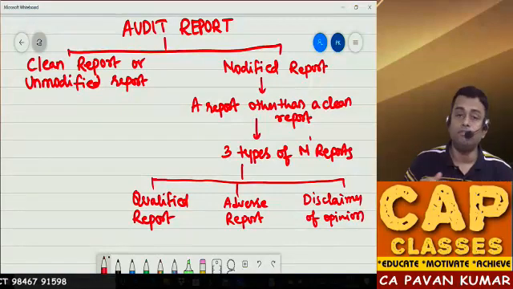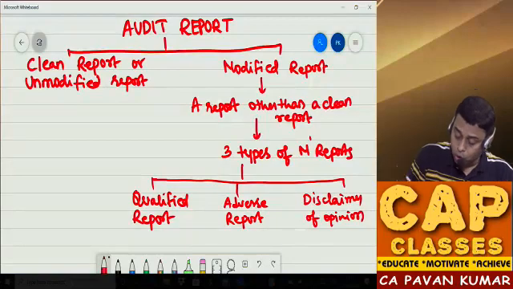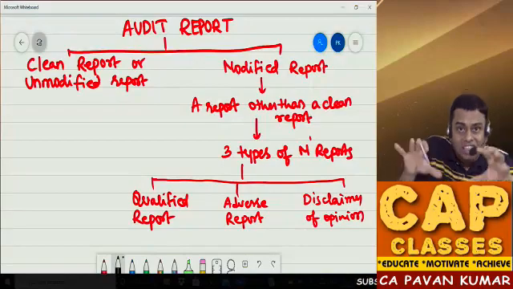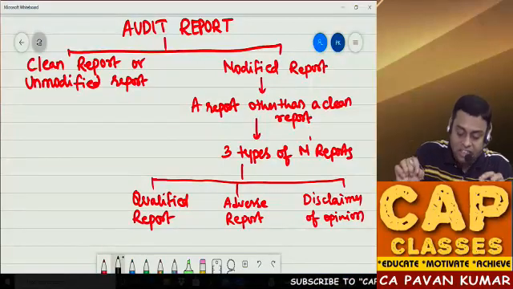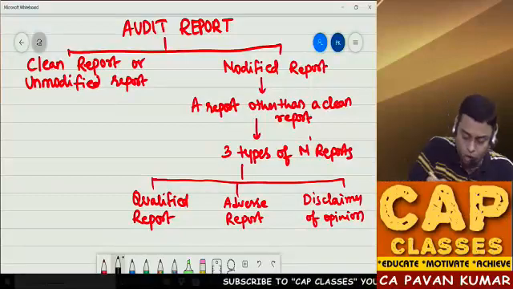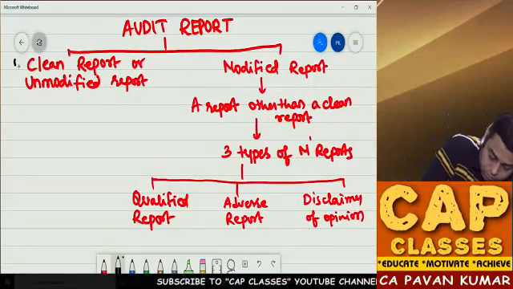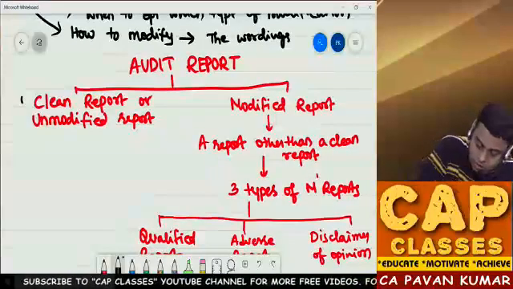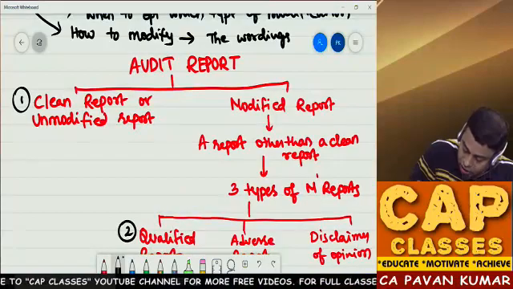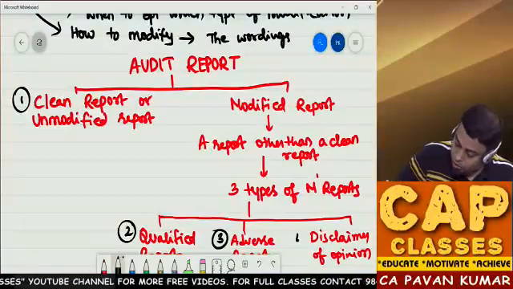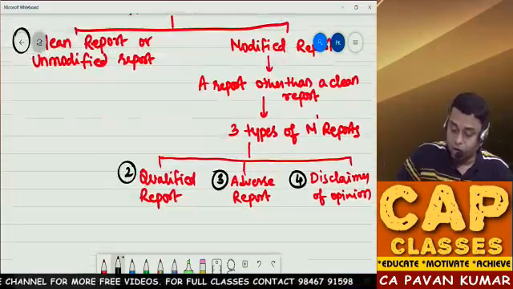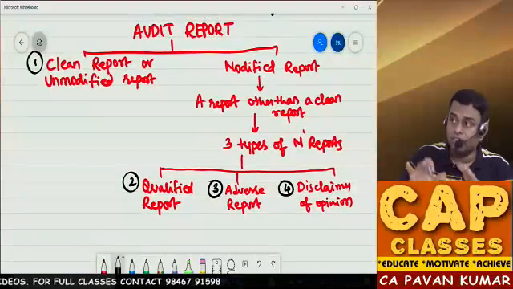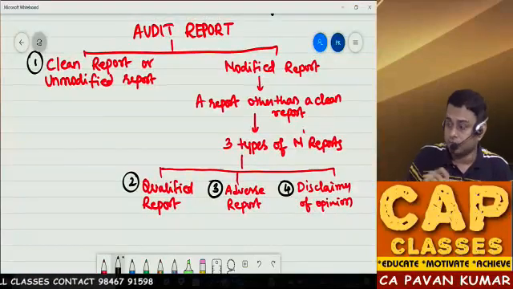So how many types of audit reports are there in total? All audit reports are classified into two: modified and unmodified. Having said that, the total types of audit reports are four. One is a clean report. Second is a qualified report. Third is an adverse report. And fourth is a disclaimer of opinion. So there are four types of audit reports. First copy this in your notes.